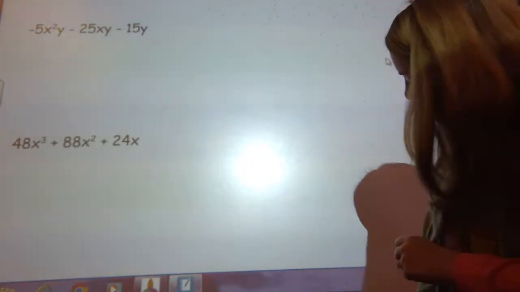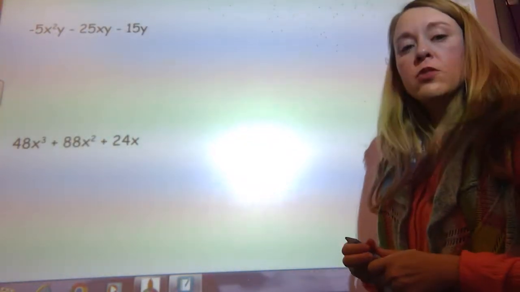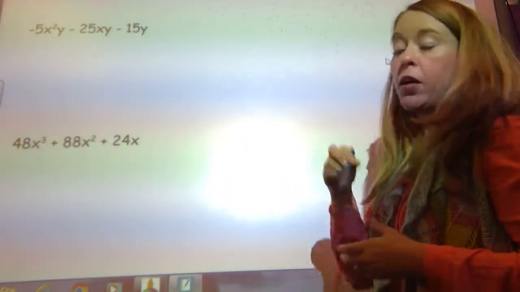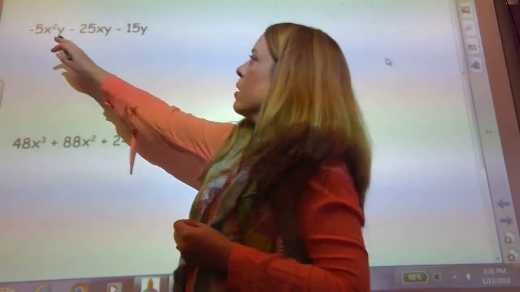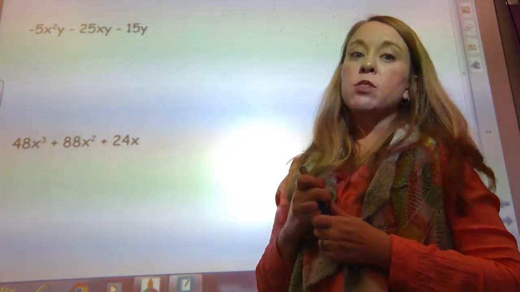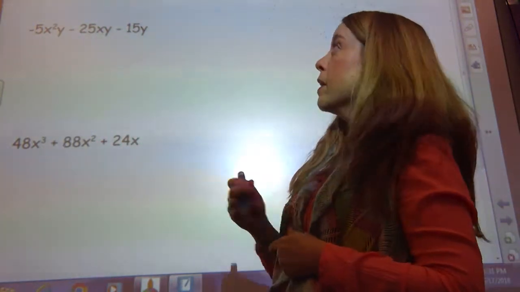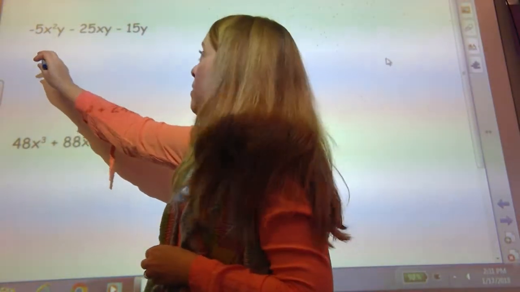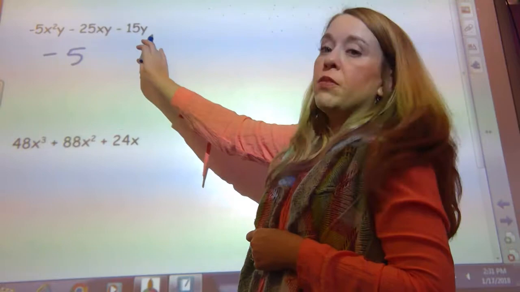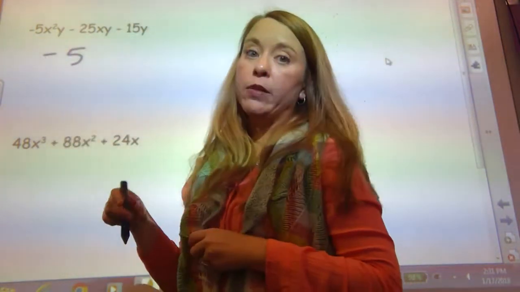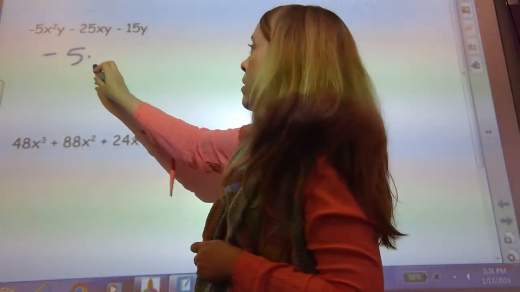Okay, so the first thing I'm going to do is try to factor out a common monomial factor as much as I can. So here, as you can see, we have a coefficient factor that we can take out of there. I'm going to pull out a -5 for sure. Let's see, I don't have an x in all of them, but I do have a y in all of them, so I'm going to pull that out as well.